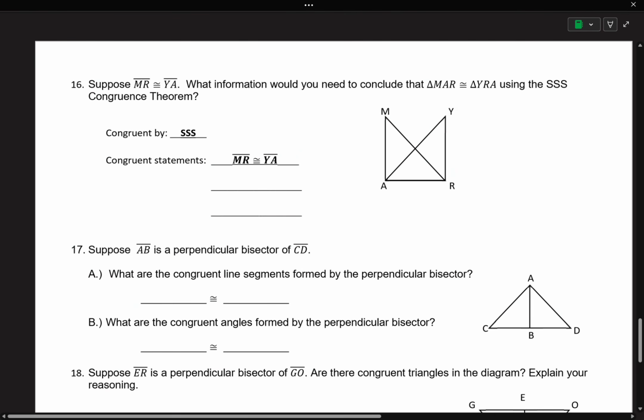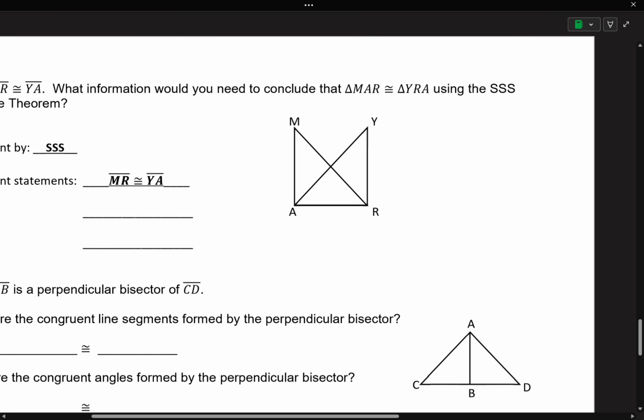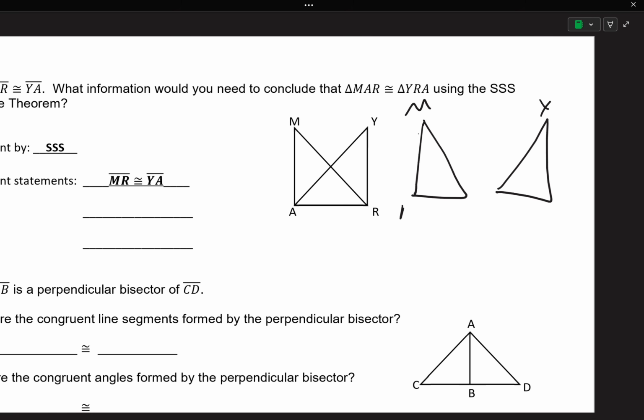Number 16. Suppose MR is congruent to YA. What else do we need to conclude that MAR and YRA are congruent using side, side, side? Let's draw the two triangles. We have MR congruent to YA. We were given that. So we're missing that MA is congruent to YR. And we're missing that AR is congruent to AR.